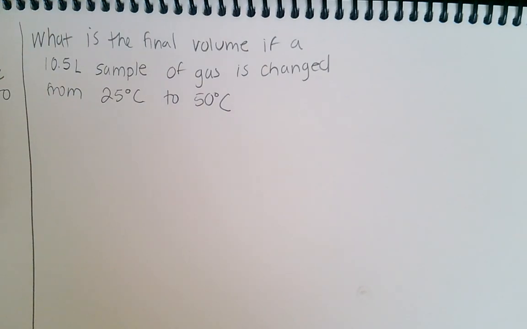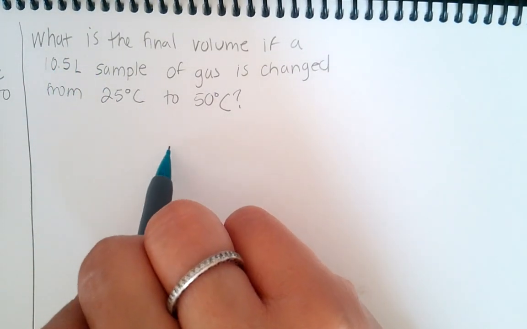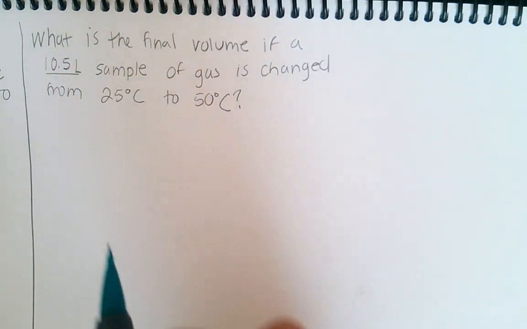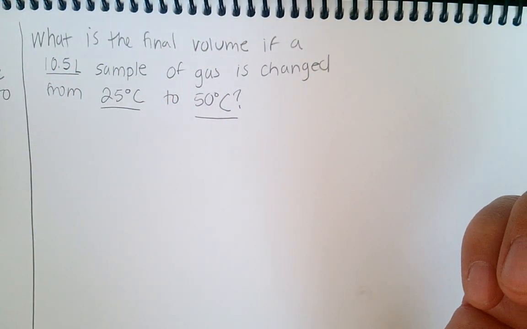So this is an example of Charles' law. Charles' law looks at volume and temperature, if you remember that. A problem for Charles' law would read the following. What is the final volume if a 10.5 liter sample of gas is changed from 25 to 50 Celsius? So what would that look like? Again, same thing that we've done before. Please underline all the numbers that you have. So we have 10.5 liters, 25 Celsius, 50 Celsius.